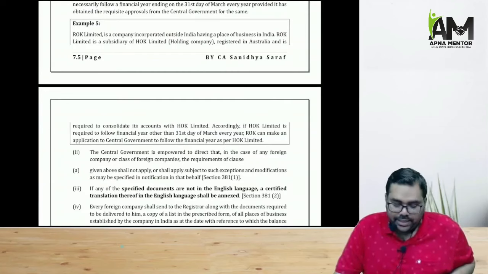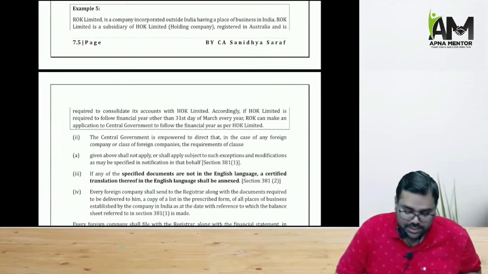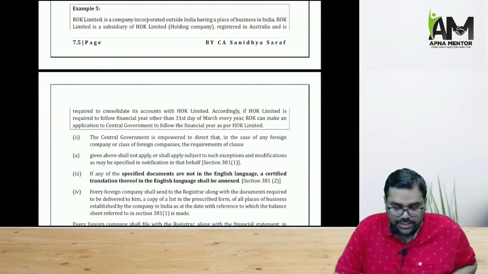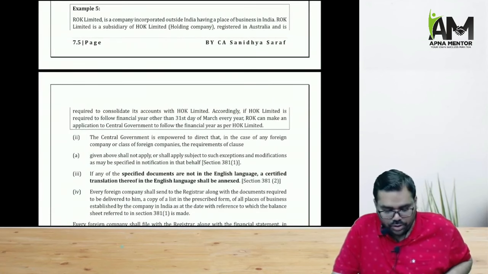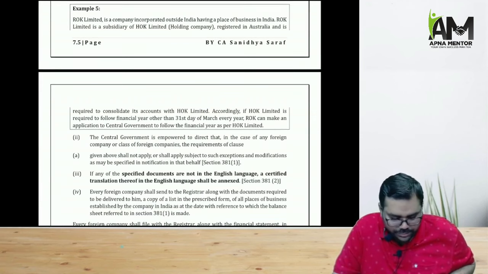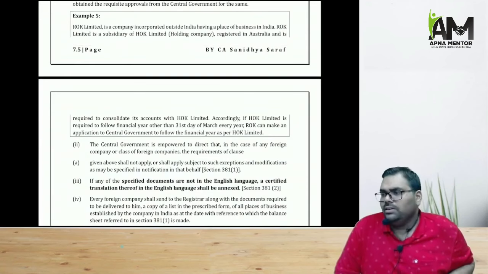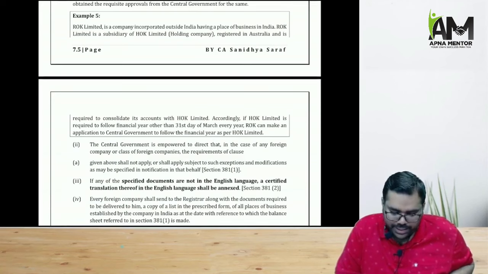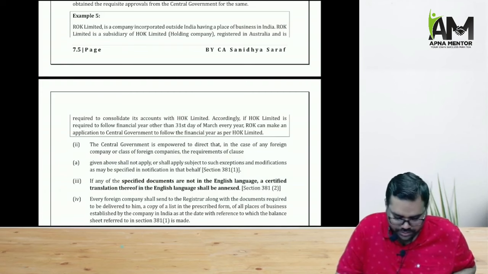One example they are giving: ROK Limited is a company incorporated outside India having a place of business in India. ROK Limited is a subsidiary of HOK Limited registered in Australia and required to consolidate its accounts with HOK Limited. Accordingly, if HOK Limited is required to follow a financial year other than 31st March every year, then we have seen in the definition of financial year in the proviso, they can make an application to the central government to follow a different year as financial year.